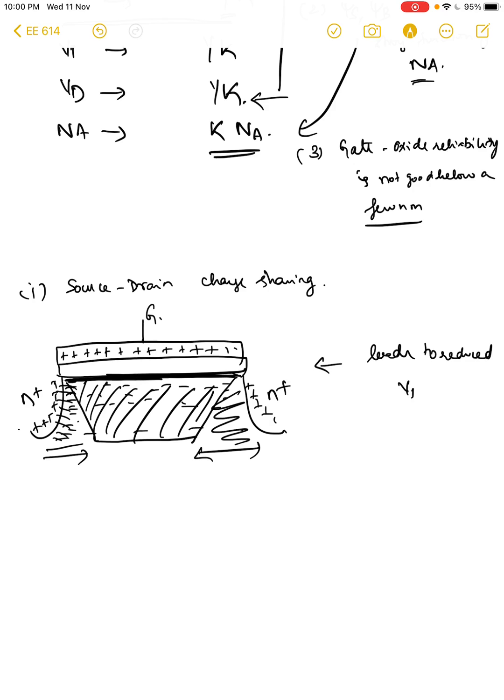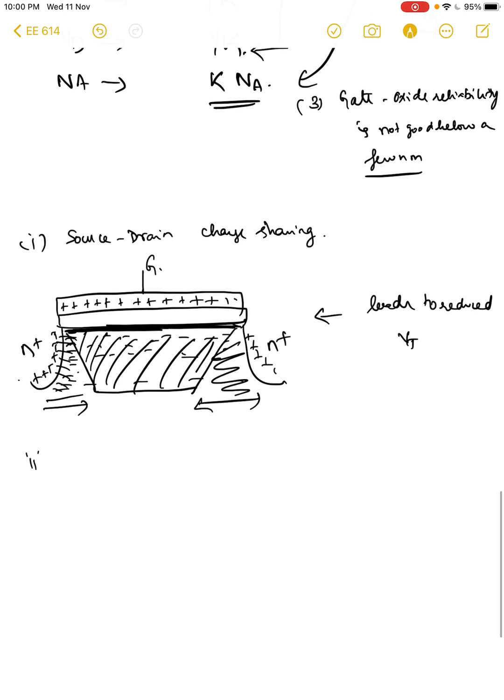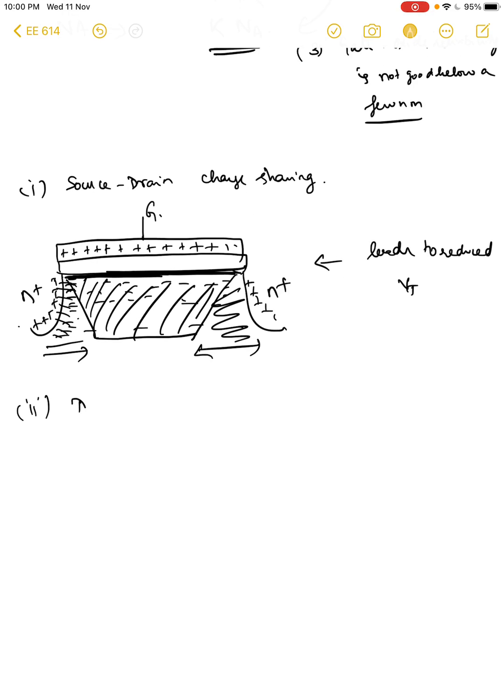And why is reduced VT a problem? You start having more and more leakage, right? So this is the first problem, which is called source drain leakage. The second problem that we will see is called drain induced barrier lowering.